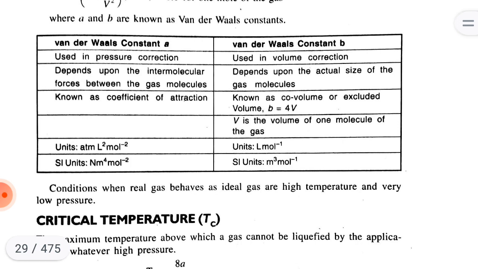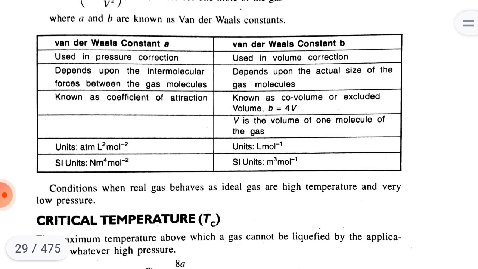Van der Waals constant a depends upon the intermolecular forces between gas molecules. Van der Waals constant b depends upon the actual size of the gas molecule. Constant a is known as the coefficient of attraction. Constant b is known as co-volume or excluded volume, b equal to 4V, where V is the volume of one molecule of the gas.